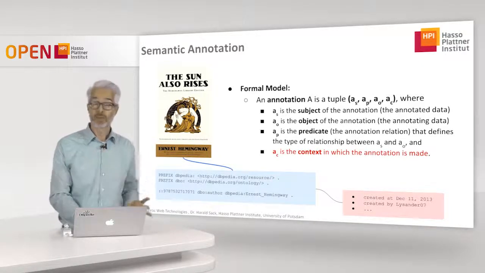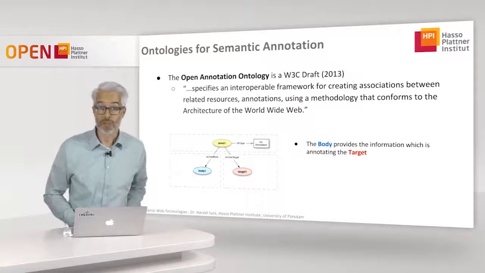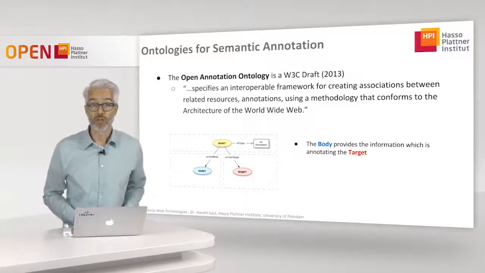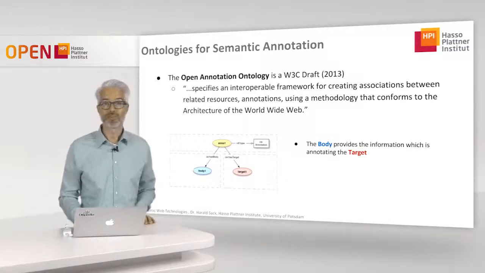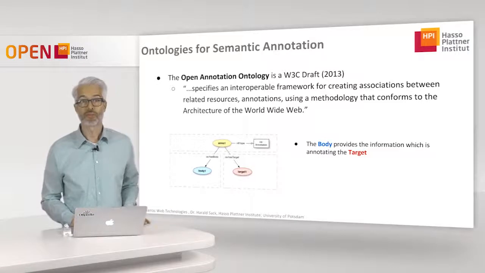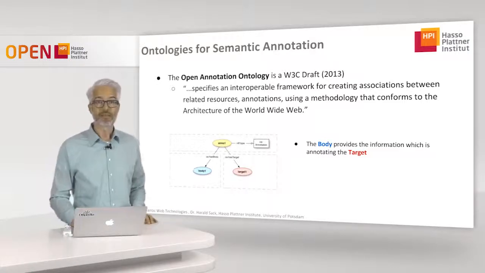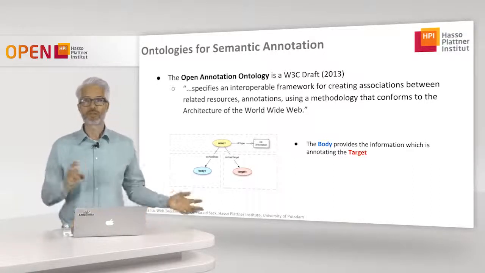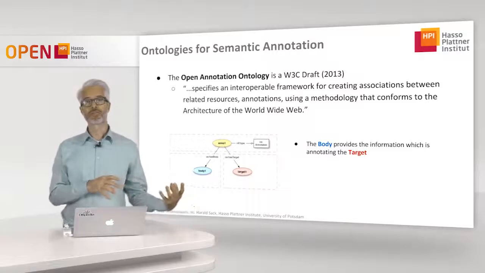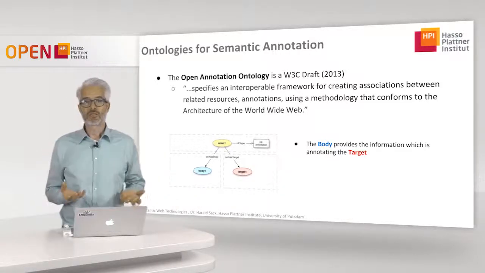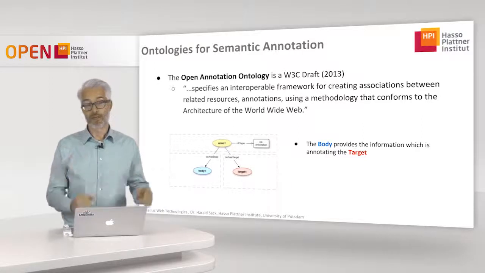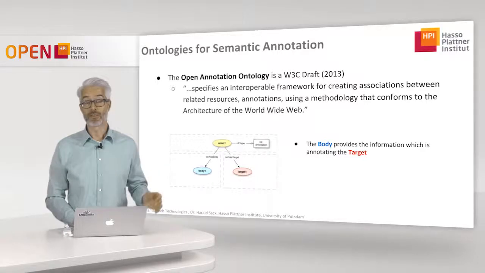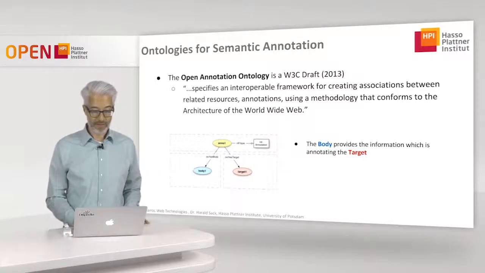So what kind of vocabularies are used for semantic annotation? One of the most prominent vocabularies here is the Open Annotation Ontology. This also is a W3C draft, and it exists since 2013. And as the definition document or the primer says, it specifies an interoperable framework for creating associations between related resources, annotations, using a methodology that conforms to the architecture of the World Wide Web. So therefore, it's also a W3C standard. Oh, it's not a standard up to now, it's only a draft, but it's used worldwide.